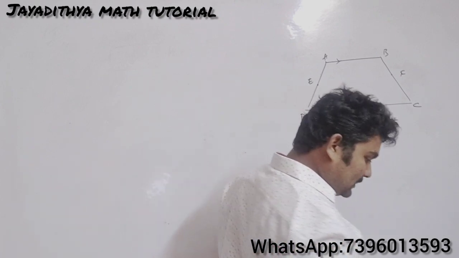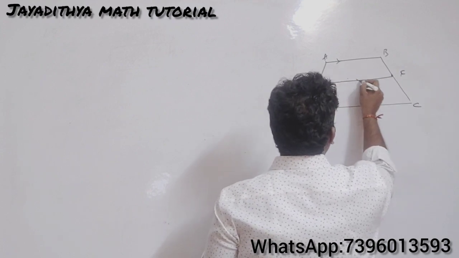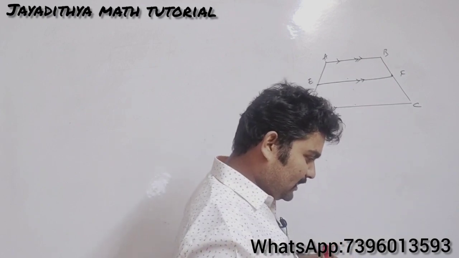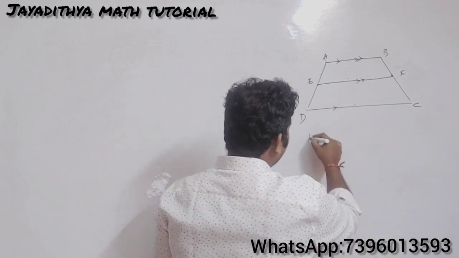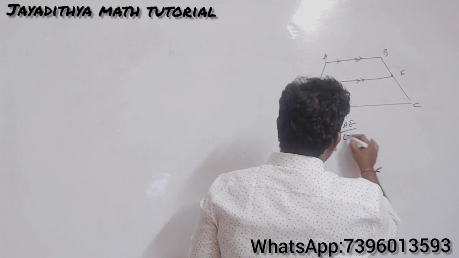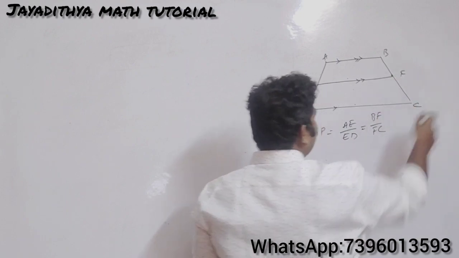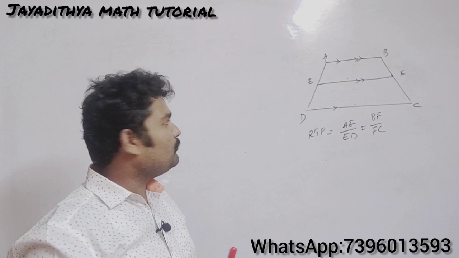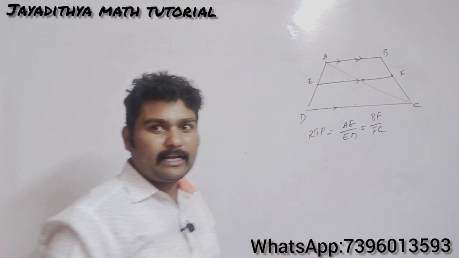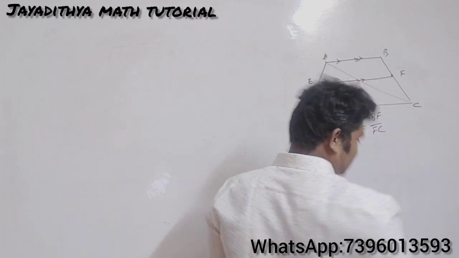And he has given one more condition, that the line EF is parallel to AB. Then what we need to show here? We need to show that AE by ED is equal to BF by FC. So for that, let us join the diagonal AC such that it intersects EF at some point G.